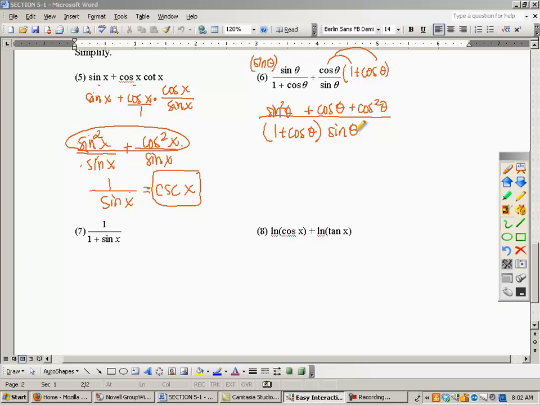Now taking a look at this, you should be able to see on top you have a sine squared plus cosine squared. And sine squared plus cosine squared is 1.